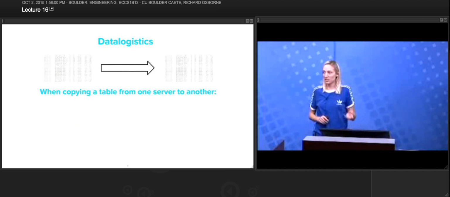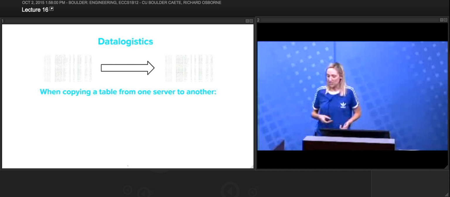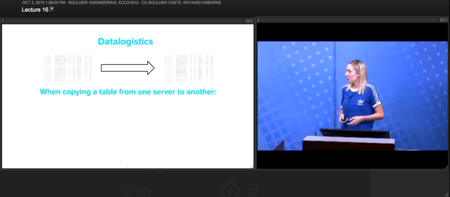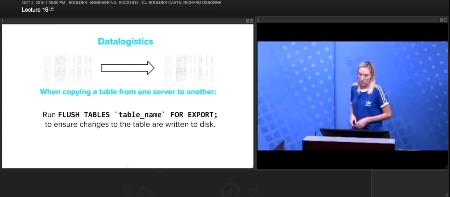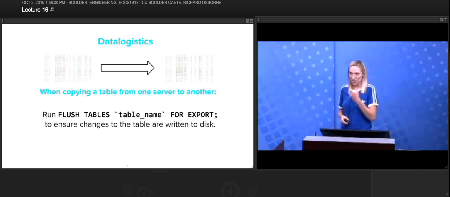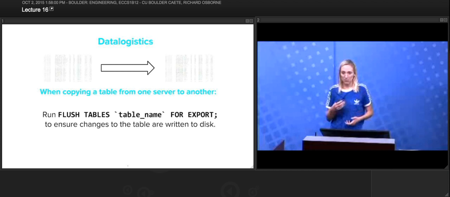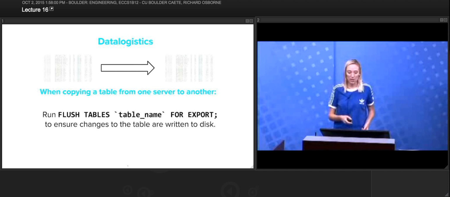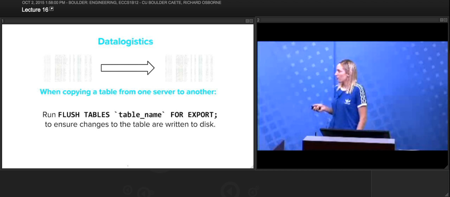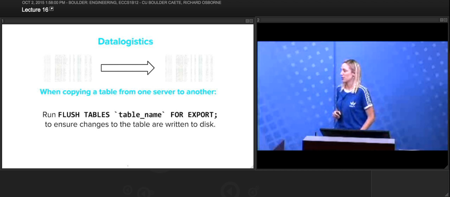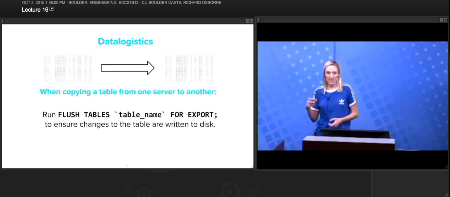So at a high level, data logistics is what we call our process of moving data between servers. When we're copying a table from one server to another, the process in MySQL is called transportable table spaces, and within that process, we've created a custom data logistics script for it. And within that process, the command flush tables with the table name for export is called. This ensures that changes to the table are written to disk before that table is copied.